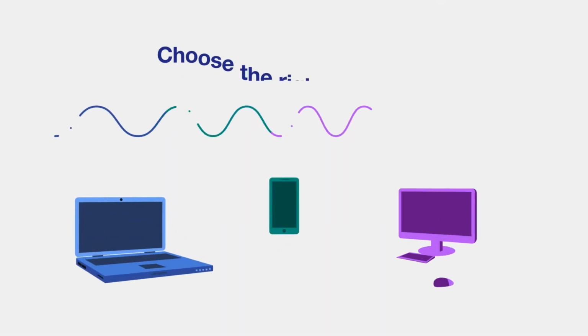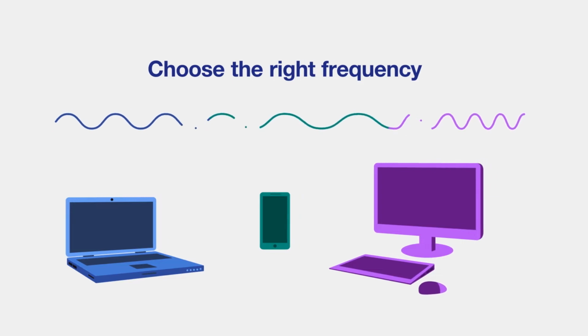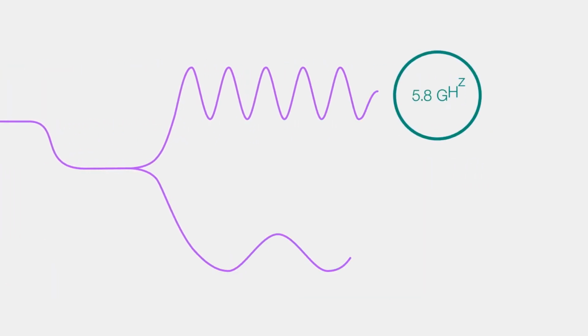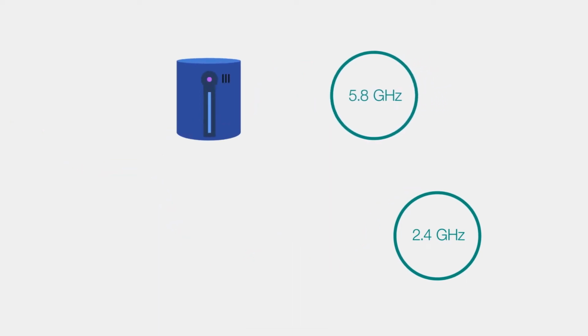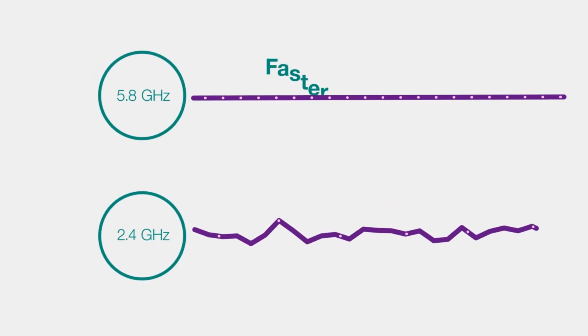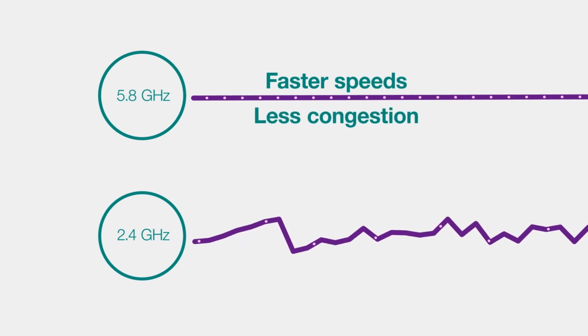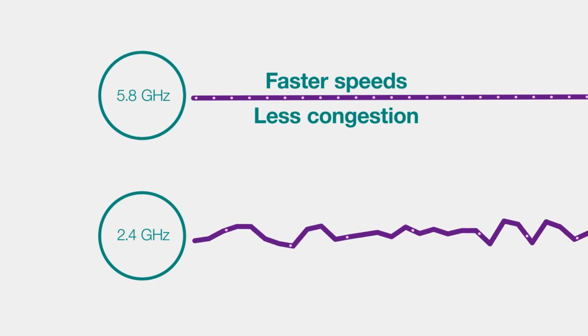It's also important to choose the right frequency for your devices and purposes. The most common are the 5.8 GHz and 2.4 GHz frequency bands. Newer Wi-Fi devices will be able to use the 5.8 GHz band, while older ones may only support 2.4 GHz. The 5.8 GHz band is capable of faster speeds with less congestion, so we recommend using it if you can.